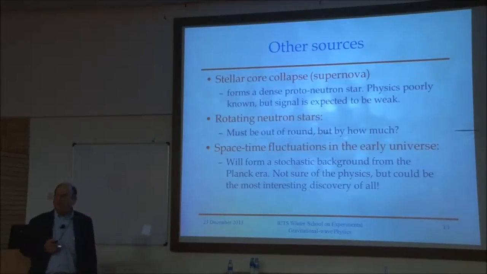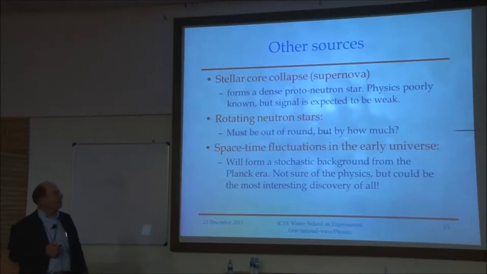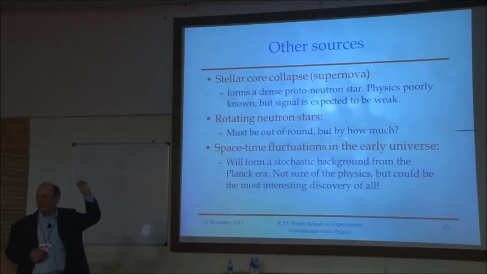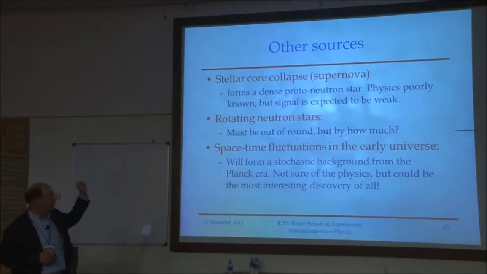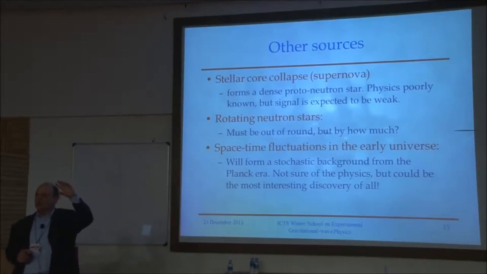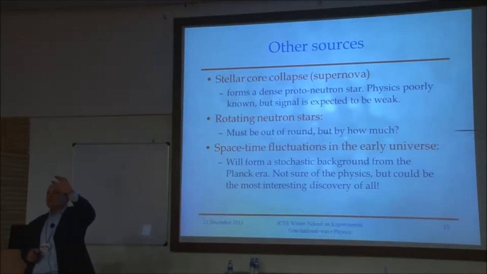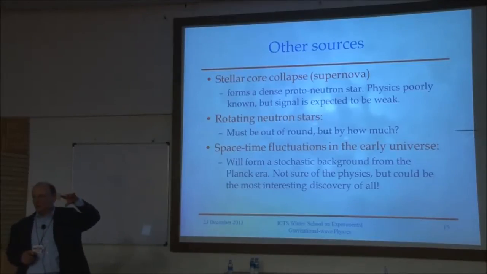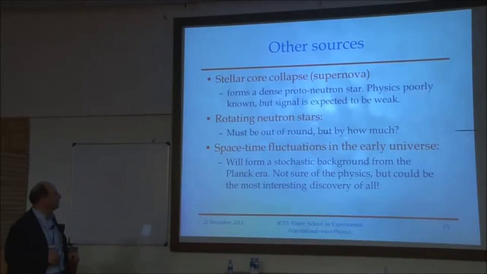OK, let me mention just a few other sources that we will be looking for. And there are others still, but these are sort of our favorite second tier. The dense core whose collapse at the center of a massive star triggers a type II supernova that eventually forms a neutron star, or maybe a black hole, has one of those strongly time-varying quadrupole moments that come from a single object that is somewhat out of round, that has some quadrupole moment to it, that evolves as the system collapses.